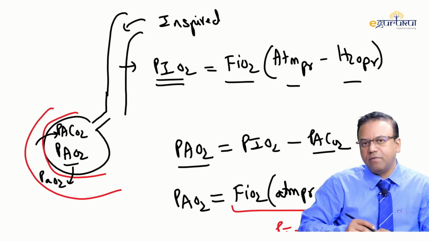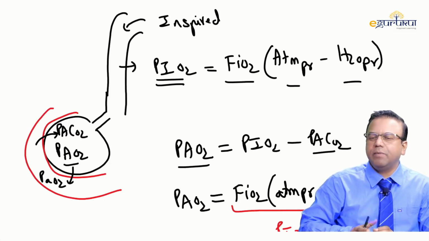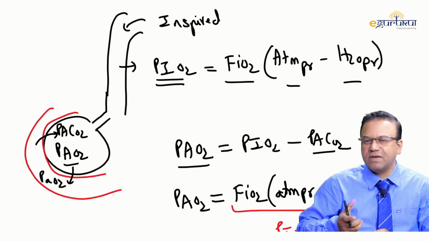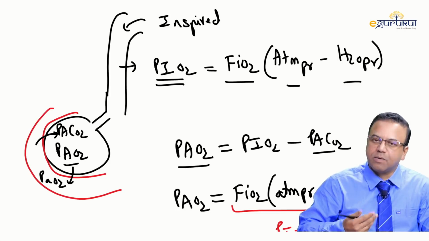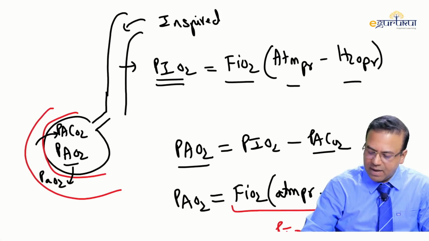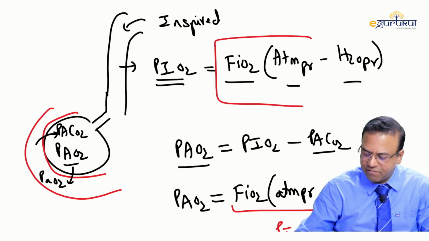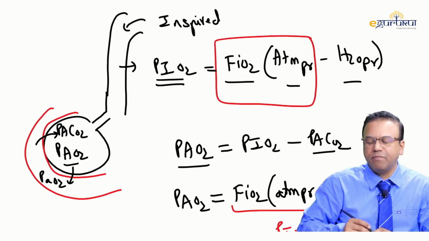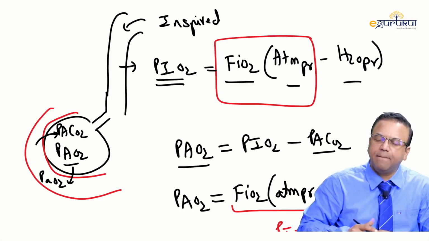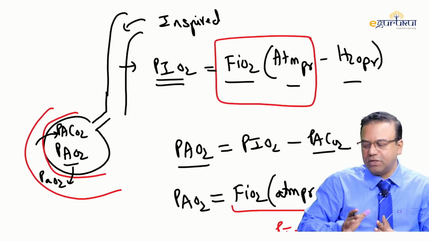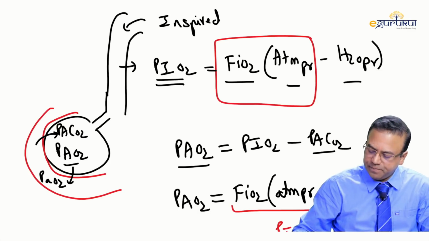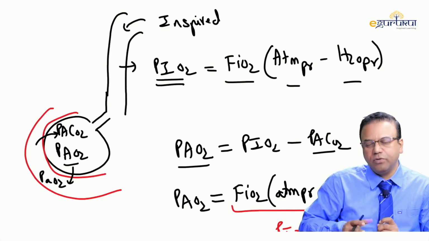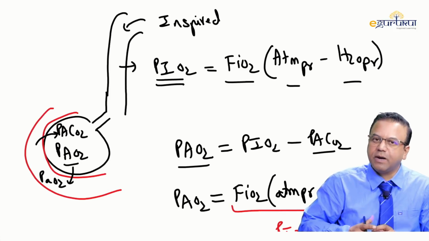In certain places, we may not consider water vapor pressure simply because the amount of water vapor pressure, which is 47, is very less compared to 760, the atmospheric pressure. Many times you might just manage by using this as the PiO2, also because water vapor pressure doesn't change with height above sea level. So generally what we are focusing on is these two things, FiO2 and atmospheric pressure. However, if the MCQ is giving choices that are more accurate, then better you use water vapor pressure to calculate the partial pressure of inspired oxygen.